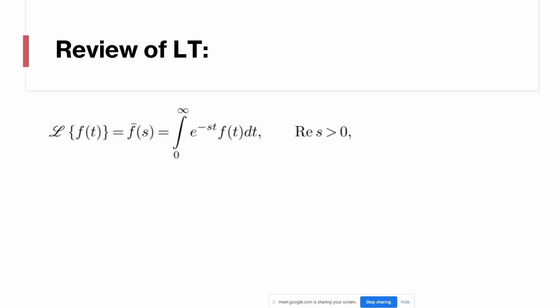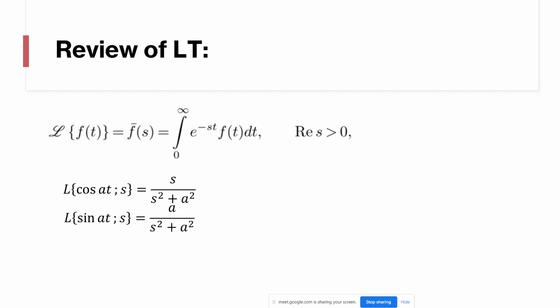Given by the formula integrating 0 to infinity e raised to minus st f of t dt, where real of s was greater than 0. And with that, we have done two more important things. One was Laplace of cos at is nothing but s upon s square plus a square, and Laplace of sin at is nothing but a upon s square plus a square.